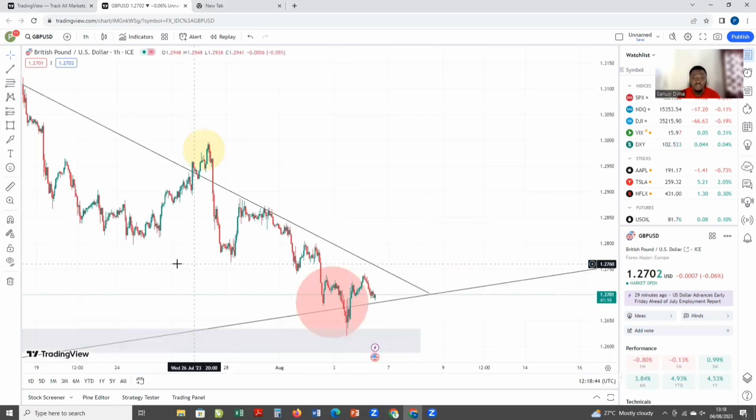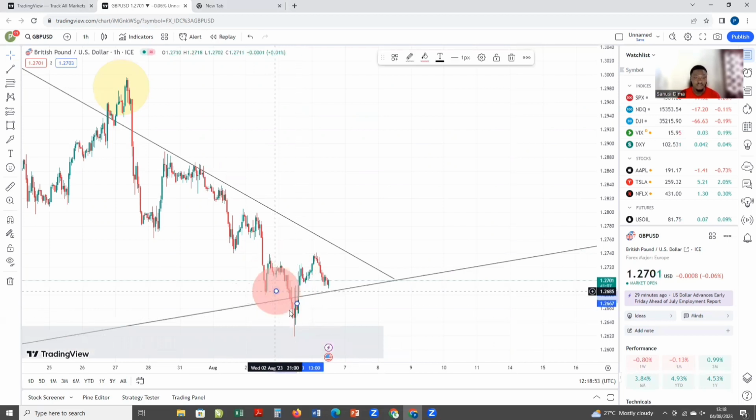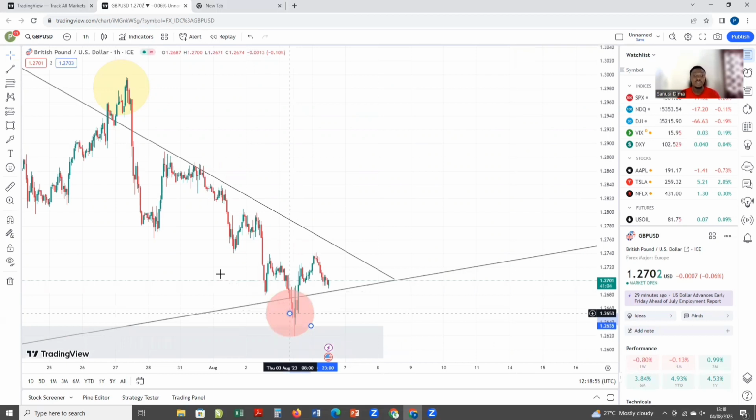And then draw it better. Okay, we have been able to draw it better. So I'm going to make this one a bit small so that it will not disturb us. So this is what I've seen the market do.